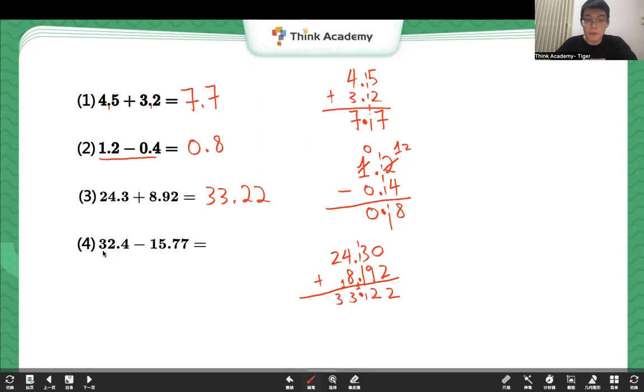And the last one, 32.4 take away 15.77. So we just do the same thing. We always just align the decimal point when we are doing addition and subtraction of decimals. All right, not any other operations, just the addition and subtraction. That's when we need to align the decimal point. All right, so we are taking away 15.77. So as I said previously, if there's nothing on top of 7, nothing would just be 0.